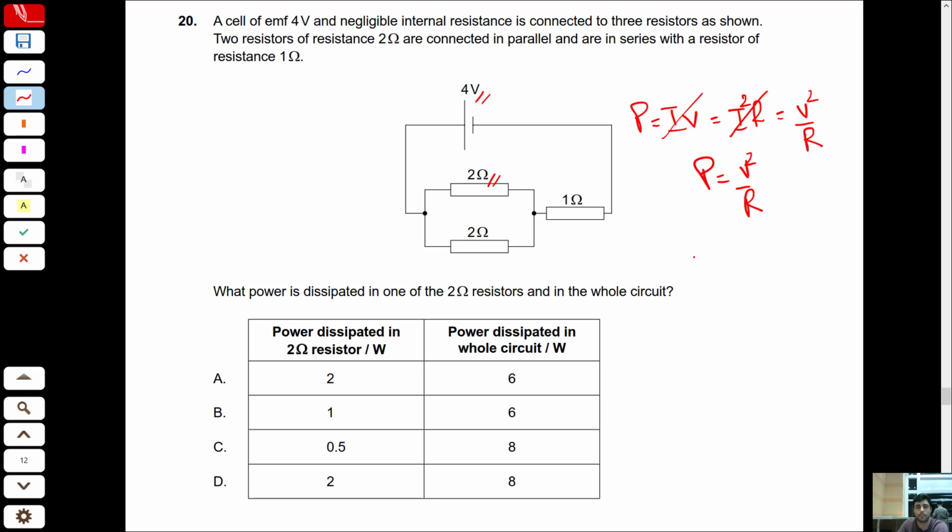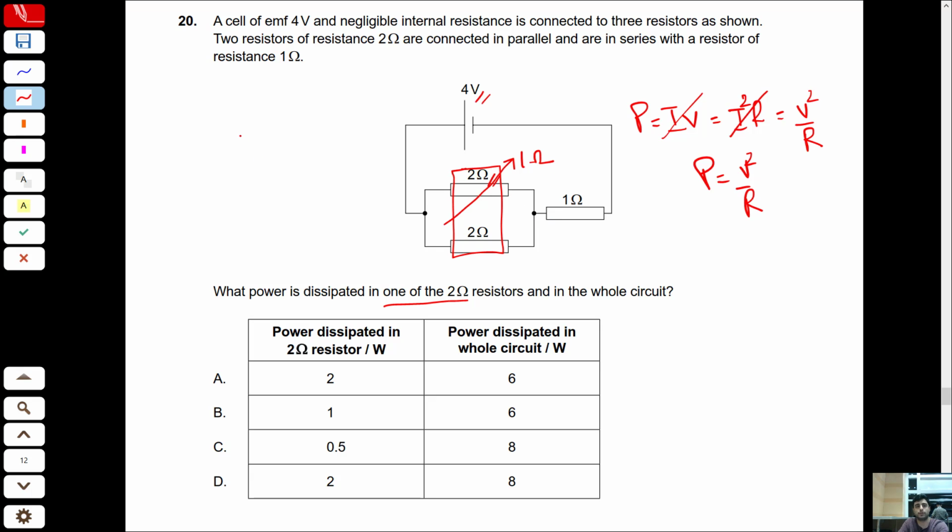Okay. Now he wants us to find the power dissipated in one of the 2 ohm resistors. Let's find out what the voltage is across these 2 parallel resistors. When these 2 ohm resistors are connected in parallel, the overall resistance will be half of it, which is 1 ohm.